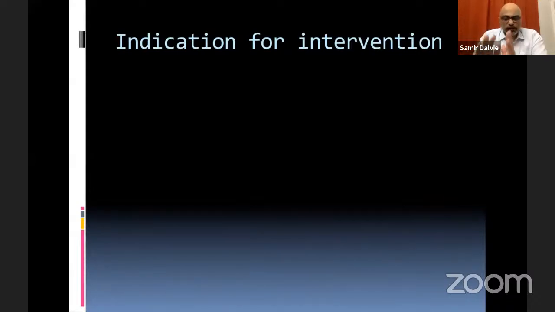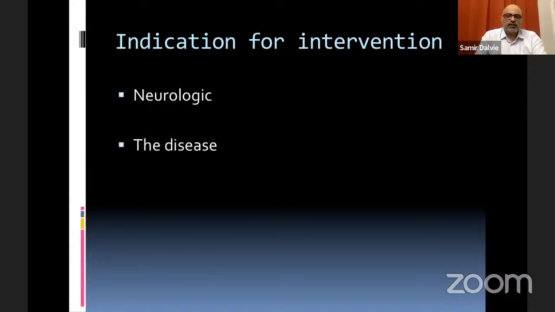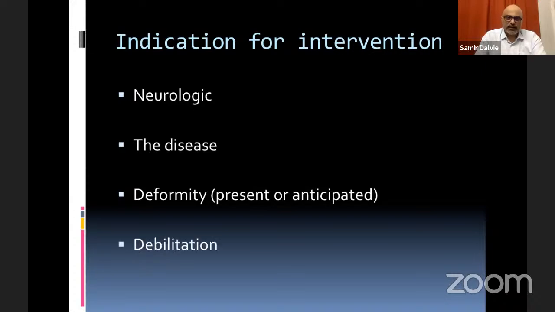What are the indications? When you say you're following the middle path, it means that you follow the conservative path, and at some stage you may have to deviate to the surgical path. What is important to know is when you need to intervene, or when you deviate your path. I would group these as 4 big groups of indications. The first group is neurologic. The second is disease factors. The third is deformity factors. And the last is debilitation. So these are the 4 groups.